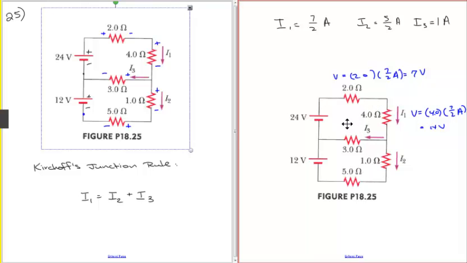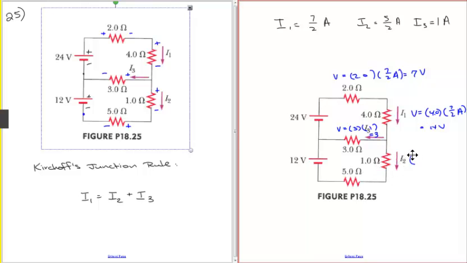And then through here, I3 is 1. So the voltage drop across this is going to be the resistance, which is 3, times the current, which is 1. And so it's 3. So if you take 7 plus 14 is 21, plus 3 is 24 volts. So we get a total drop of 24 volts. Okay, let's do the next one here.